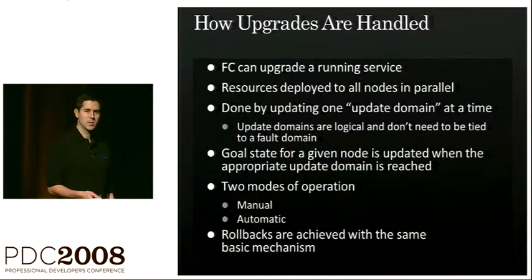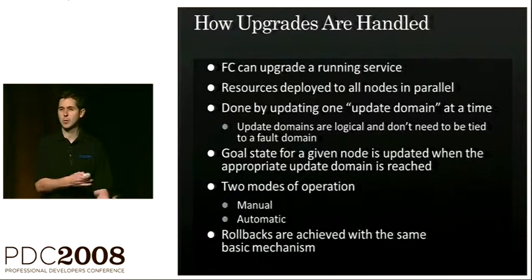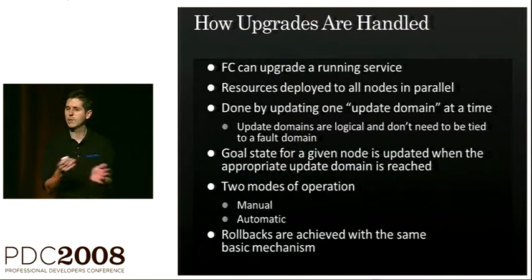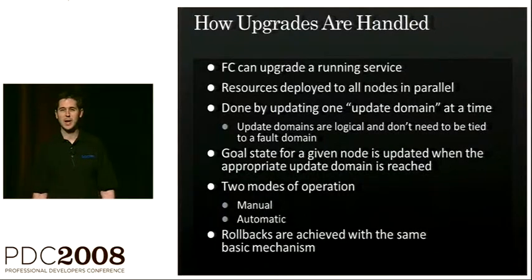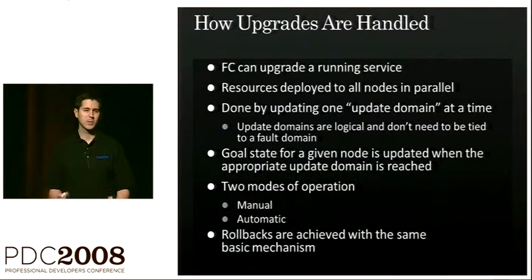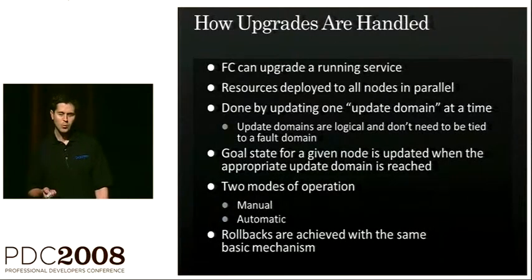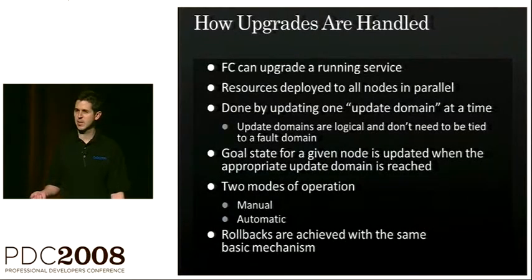There's actually two ways this process can work. There's a manual upgrade where a human determines when it's safe to move from one wave to the second. And there's also basically automatic. For your services, we basically just do an automatic upgrade. So for some of our own internal things, we do manual today. Rollbacks are handled basically the exact same way.